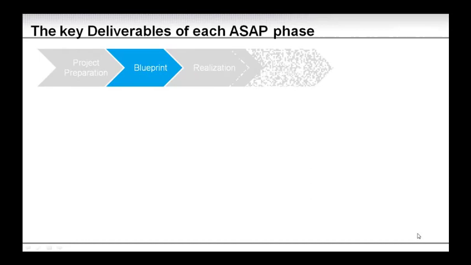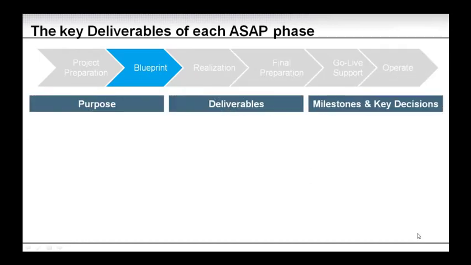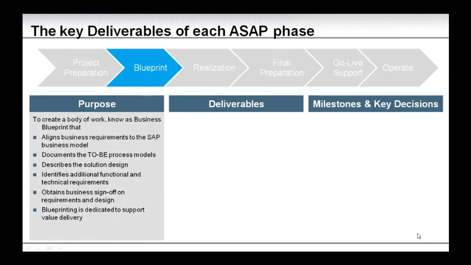As we go into the blueprint, which is the second phase, we are starting the real work. And you will now see that the deliverables and milestones are growing. So the purpose is to create a body of work known as the business blueprint. And the business blueprint is what aligns the business requirements to the SAP business model. It is what documents the to-be process models, so the to-be design, the design in the final system.